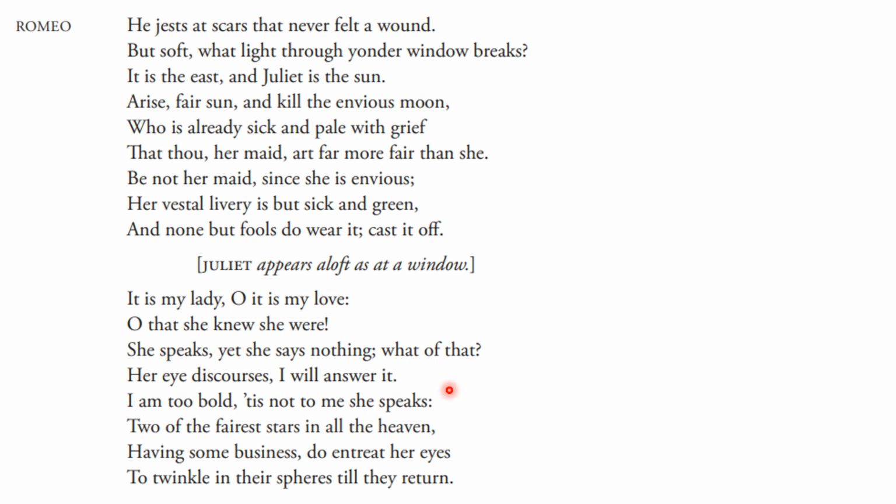He then backtracks and says, "I am too bold, 'tis not to me she speaks. Two of the fairest stars in all the heaven have some business, do entreat her eyes to twinkle in their spheres till they return."